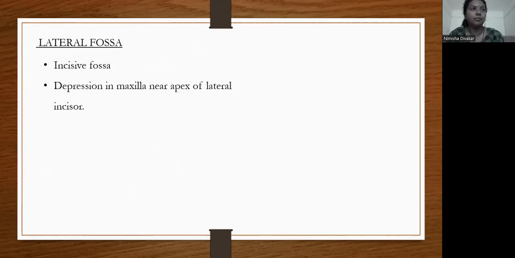Next one is the lateral fossa or incisive fossa. It is the depression in the maxilla near the apex of the lateral incisor.